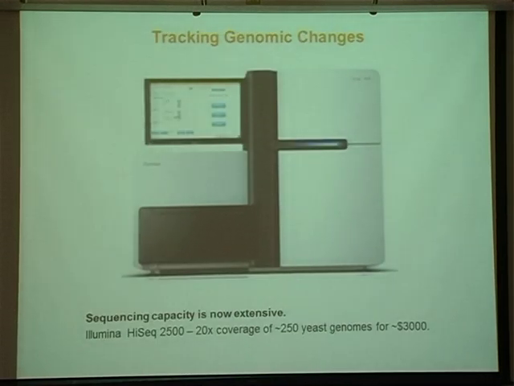Okay. And so nowadays we can actually sequence these populations. This is a picture of a HiSeq. And for microbial genomes now, this is becoming very, very low cost. So nowadays we routinely get 20x coverage of 250 different yeast genomes for about $3,000. So roughly $10 a genome.